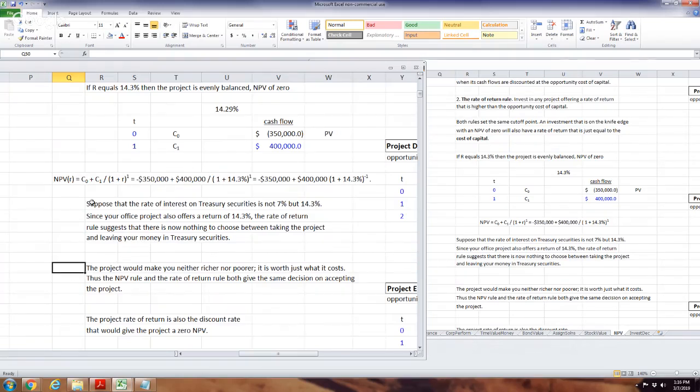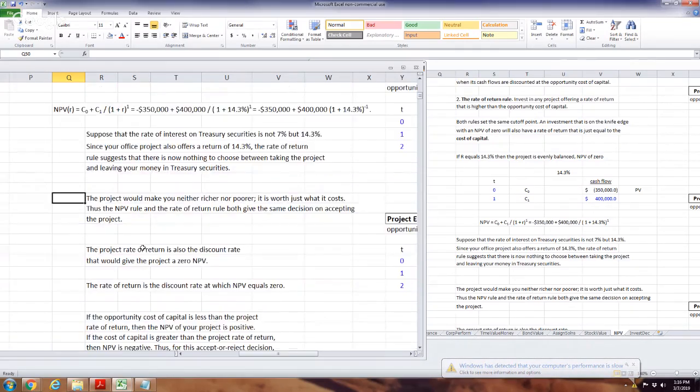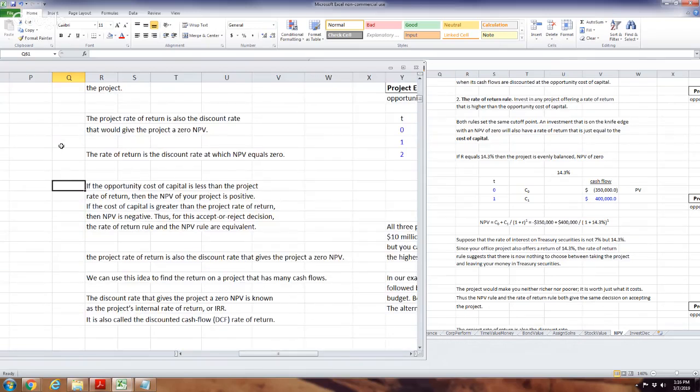Okay. And like I said, you guys can read through all of this. I'm not going to read off this Excel verbatim. I'm going to explain the math as we go, but certainly read through this. There's a lot of good stuff in here. The project is worth what it costs. It's also a discount rate that would give the project 0 NPV. So the rate of return is the discount rate at which the NPV equals 0. If the opportunity cost is less than the project rate of return, the NPV of your project is positive. If the cost of capital is greater than the project rate of return, the NPV is negative. So for this accept or reject decision, the NPV rule and the rate of return rule are equivalent.